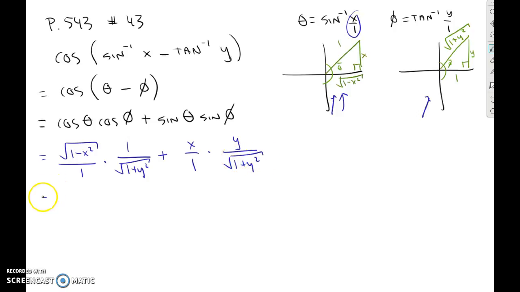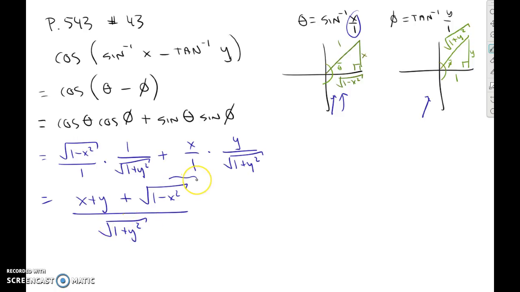I will not ask you to rationalize the denominator on these because you can't, because you don't know what x and y are. But we do have a common denominator, so I expect you to clean it up. We'll just write this as x plus y times the square root of 1 minus x squared, all over the common denominator. I think that looks pretty good. I don't know if that's the book's answer, but I don't care. It's my answer. Very good.